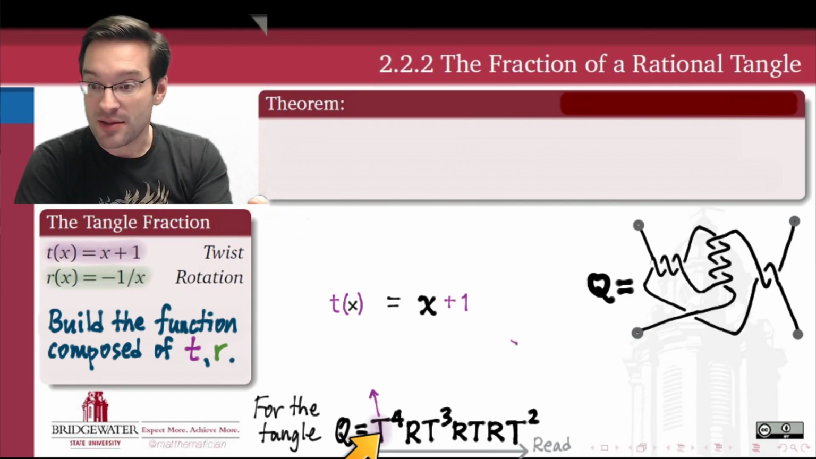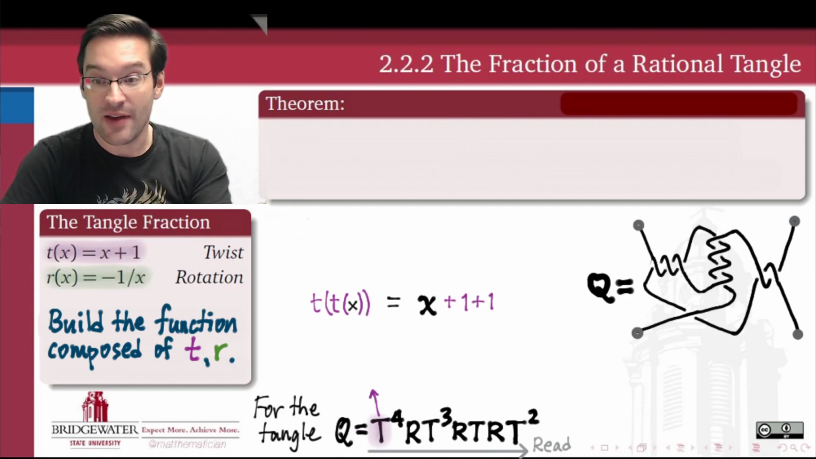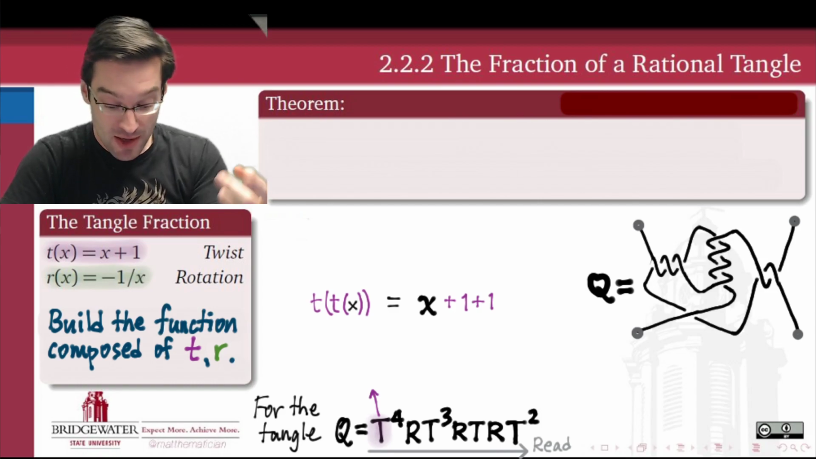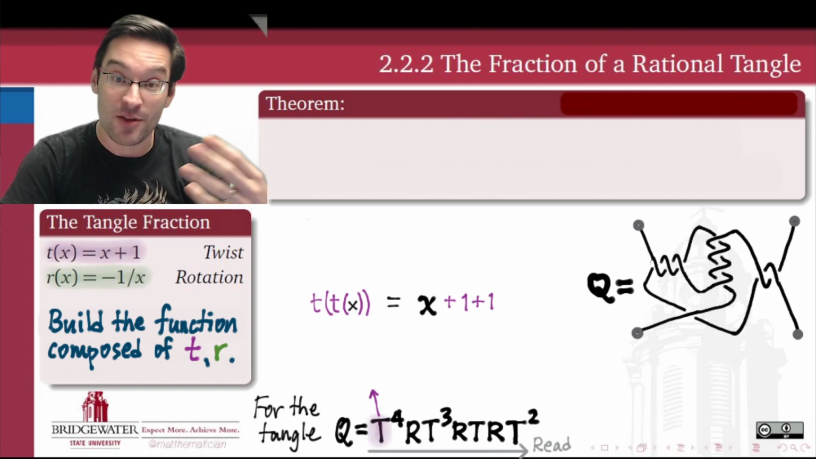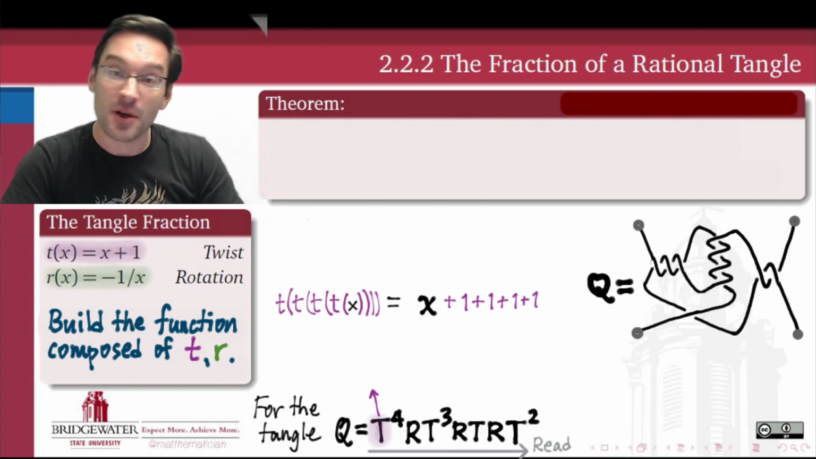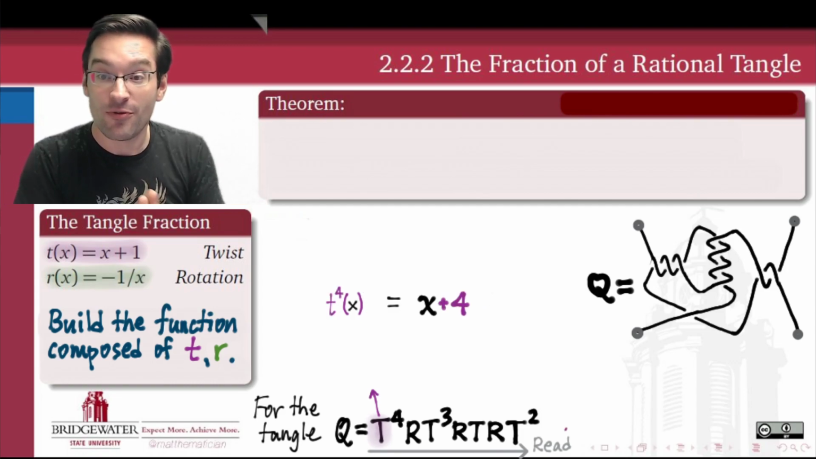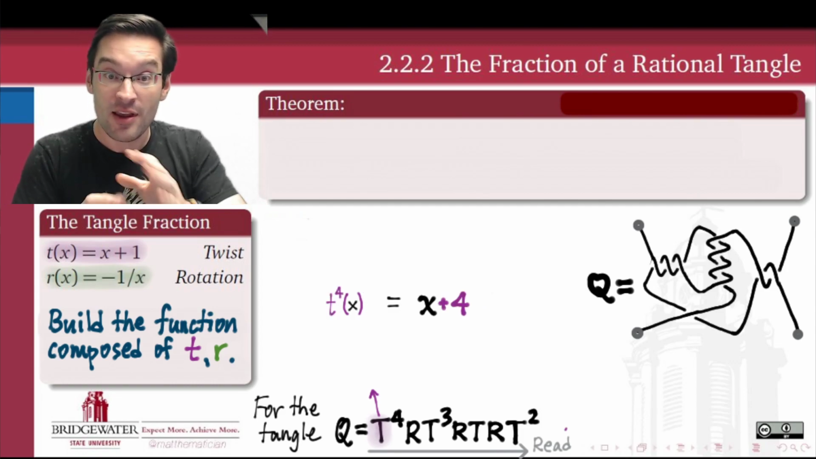But I don't just have it once. I have it 4 times in a row. So I need to compose by t again, t of x. So I need to add 1 again. In other words, t composed with itself twice is going to give me the function t squared of x equals x plus 2. When I do it 4 times in a row, I'm going to be adding 1 4 times in a row. And so when I compose t of x with itself 4 times, I get the function that turns x into x plus 4.